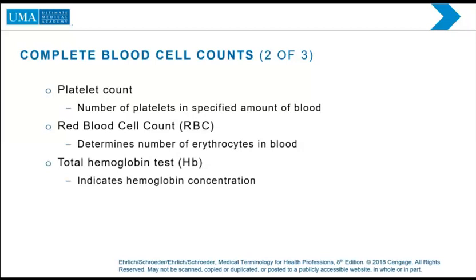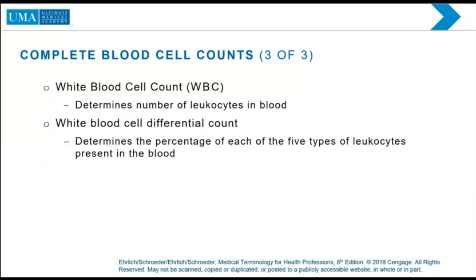A total hemoglobin test indicates hemoglobin concentration. White blood cell count determines the number of leukocytes in blood. White blood cell differential count determines the percentage of each of the 5 types of leukocytes present in the blood.